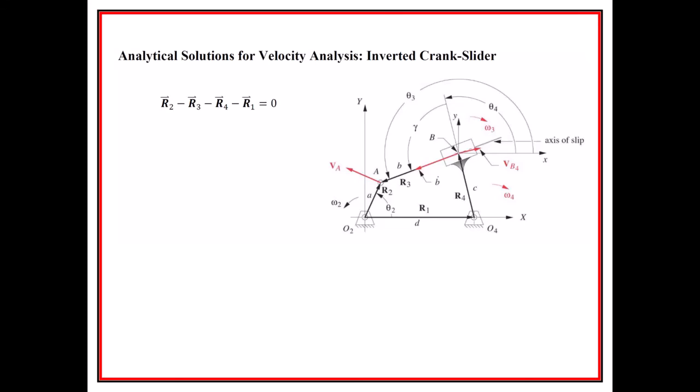All right, so here's the last of class 14, where I wanted to put together the fundamentals of the vector loop method for finding velocity analysis. This is the inverted crank slider. It's the fourth of the different variations that get used.